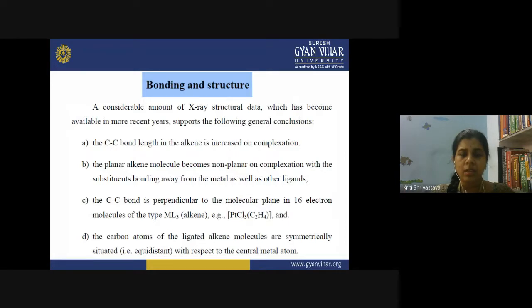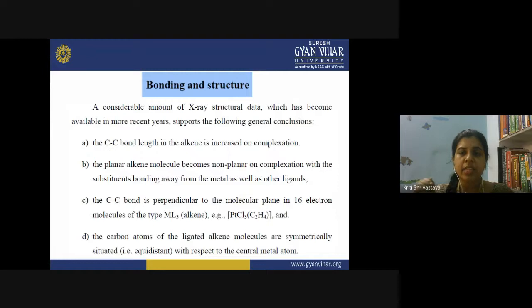But when complexation takes place with the metal atom, what will happen? The sp2 character of the carbon is now decreased, and therefore the planarity of the molecule is lost. So once the alkene molecule bonds with the metal atom inside the coordination sphere, its planarity is lost, and the substituents of the alkene bend away from the metal as well as the other ligands.